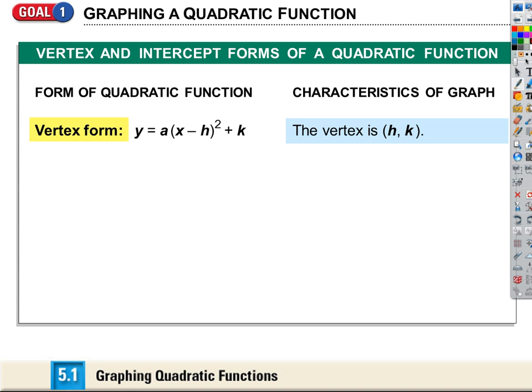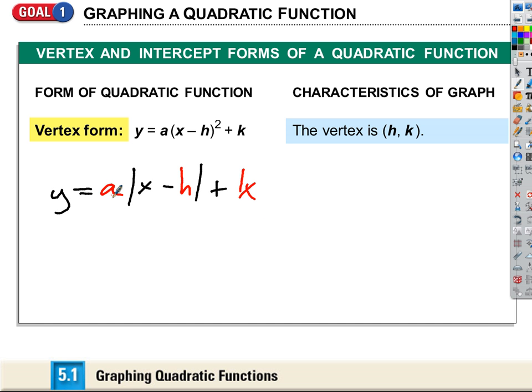Do you remember when, earlier in the year, we were talking about absolute value functions? Absolute value functions, we said, looked like this: y equals a times, instead of the quantity squared, just the absolute value of x minus h, plus k. Remember that? That looks pretty familiar, doesn't it? Now, the absolute value functions were V-shaped instead of U-shaped, but they basically are sort of the same kinds of things, right?